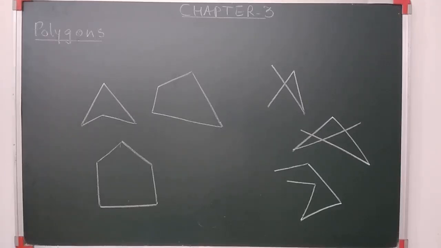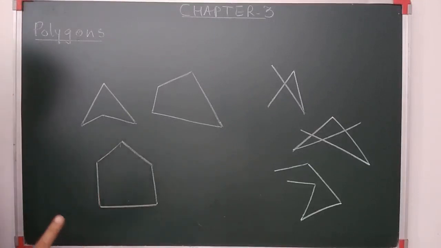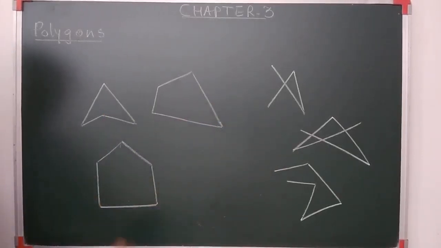Polygons are the simplest closed curves made up of only line segments. Let us understand the meaning. Polygons are the simplest closed curves which are made up of line segments only. So now I will draw a few diagrams, and let us understand which of these are polygons and which are not.